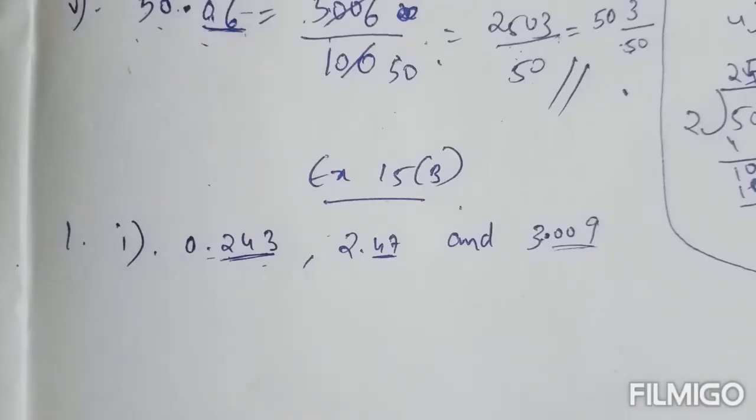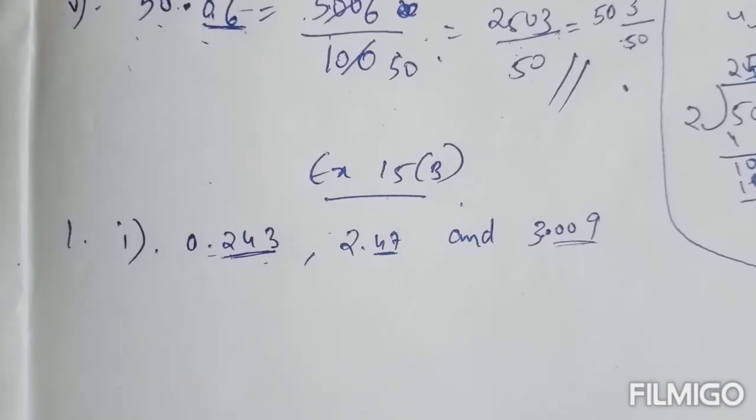Next topic, addition of decimal numbers. So let's do exercise problems. Exercise 15b. First question, add the following. First one, 0.243, 2.47 and 3.009.